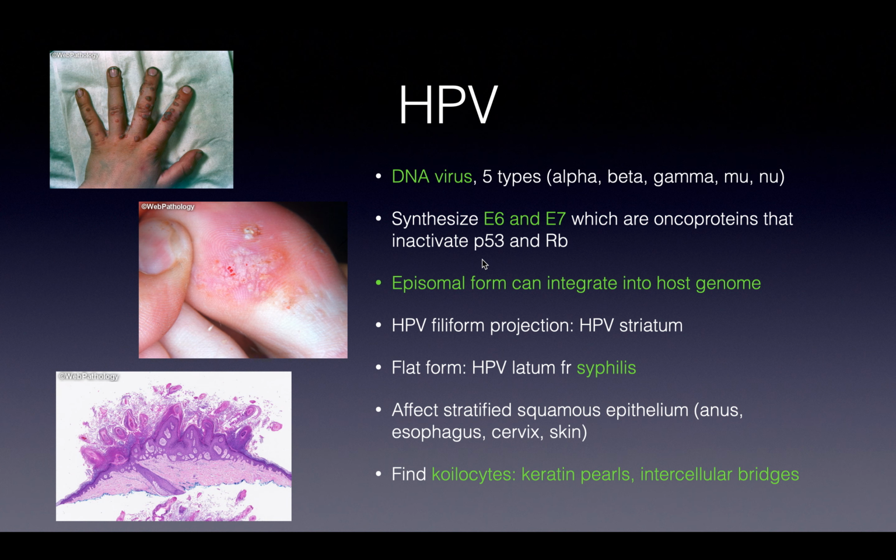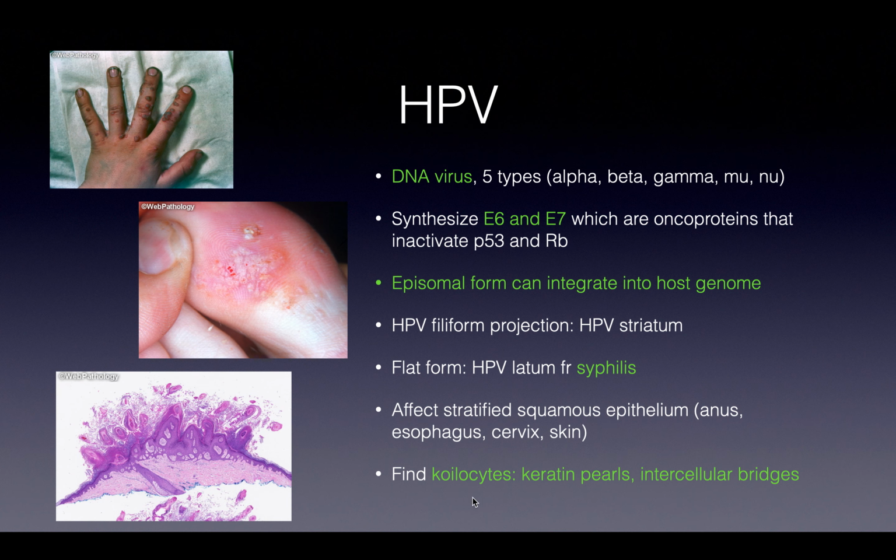The HPV filiform projection, it's in the skin. It's called HPV striatum, where there's all these cutaneous lesions. And then HPV latum, or the flat form, is going to be caused by syphilis infection. They will affect the stratified squamous epithelium, especially in the GIT, and especially in areas where patients have sex. So there's going to be the oral cavity along with the anus and the vagina.